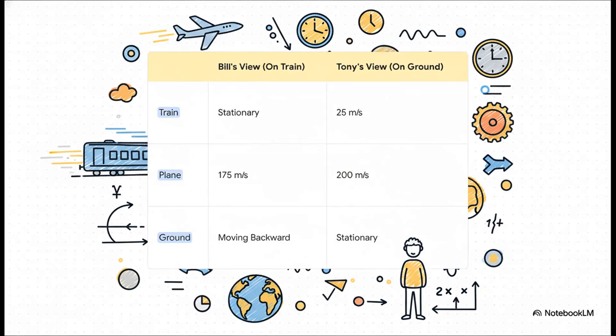This train example really nails it. To Tony on the ground, the plane is cruising at 200 meters per second. But for Bill, who's on a moving train, that same plane seems to be moving slower, only 175 meters per second. Why? Because you just subtract the train's speed. Easy. This was just how the world worked. Simple, logical, predictable. But a huge problem was just around the corner.